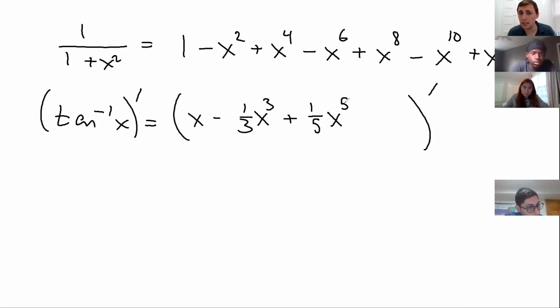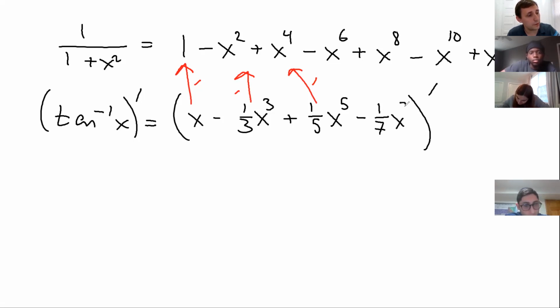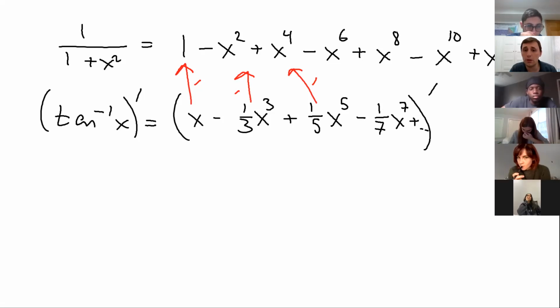Because they take the derivative of that term. The derivative here will produce this result. The derivative here will produce this result. The derivative here will produce this result. Yes? And then the next term is minus 1/7 x to the power of 7, and so on. So basically you work backward. You understand? So what do I now understand? I now figured a way to represent tangent inverse as an infinite series.